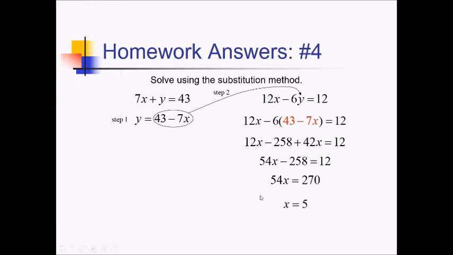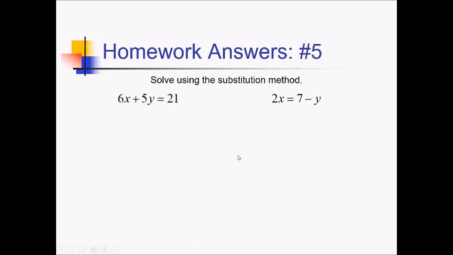I still need to find y, though. We did a lot of work to find x, but we're not quite finished yet. So I'm going to plug in 5 for x. Over in this equation here looks like a good one because I've already got y by itself, but I could have really used any of these equations up here. So let me do y equals, and then we're plugging 5 in for x here, so 43 minus 7 times 5. So that's 43 minus 35, which gives me a y value of 8. So my final answer then is going to be the point 5, comma 8.